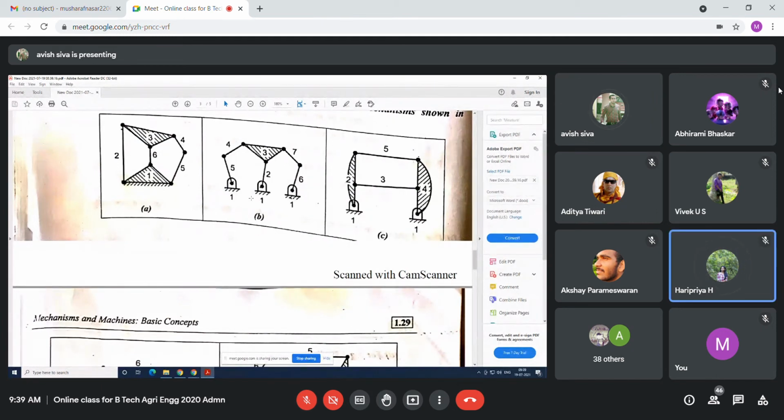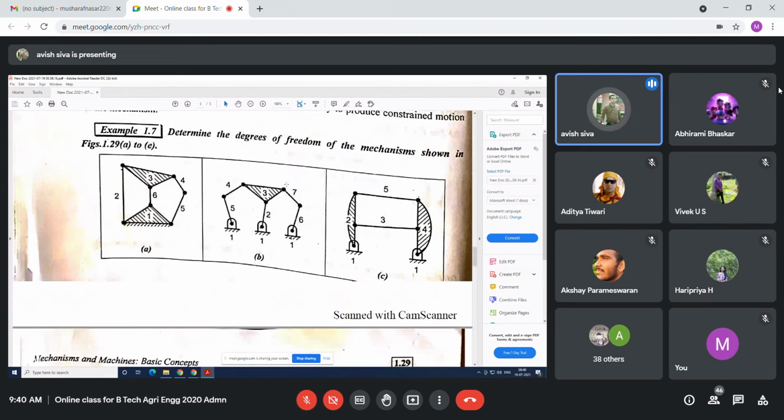Okay, sir. So number of links is equal to 7, number of joins is equal to 8, number of degrees of freedom is equal to 2. Okay, number of degrees of freedom is equal to 2. So you try to solve the figure 1.7c. Try to solve it. Only by solving n number of problems you will understand how simple all the problems are. Try to solve figure C.